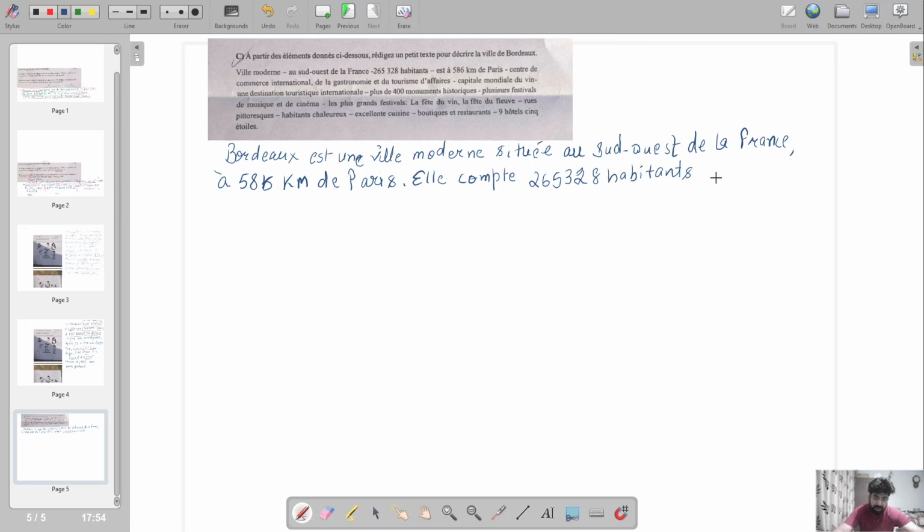Okay. Then I have to write about the place where exactly it has. So basically, it is in the center of international trade, gastronomy, and business tourism, as we read in the question. So I'll have to frame a sentence for that. So I'll say, "C'est un centre important de commerce international." So basically, I'm saying it is an important center of international trade.